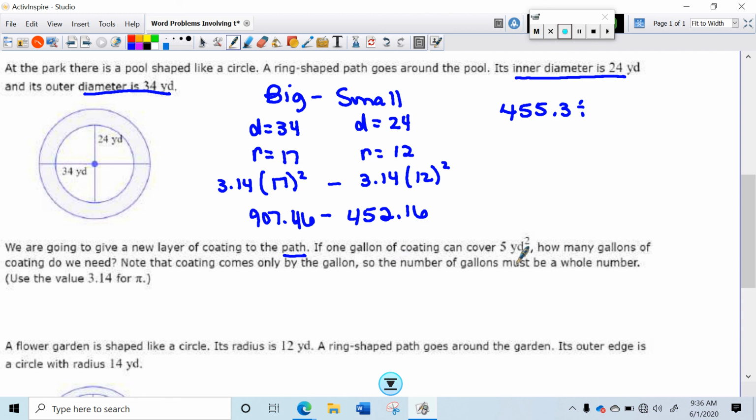And 1 gallon can cover 5 yards, so divide by 5. When you do that, you get 91.06. However, 91 gallons of coating is not going to be enough because you still have this 0.06. So you actually need 92 gallons of coating. 92 gallons.